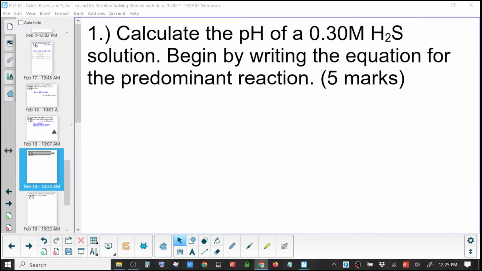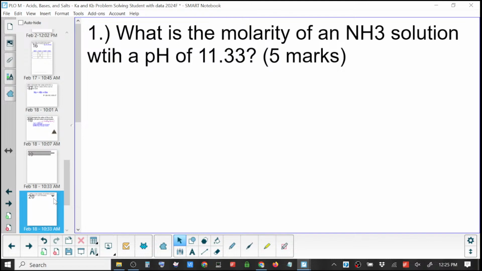It literally says 3.7. Is this the right answer, Mr. Newcomb? Oh, one second. It's what we got. Once you have number 1, keep it up, but go straight on to number 2.